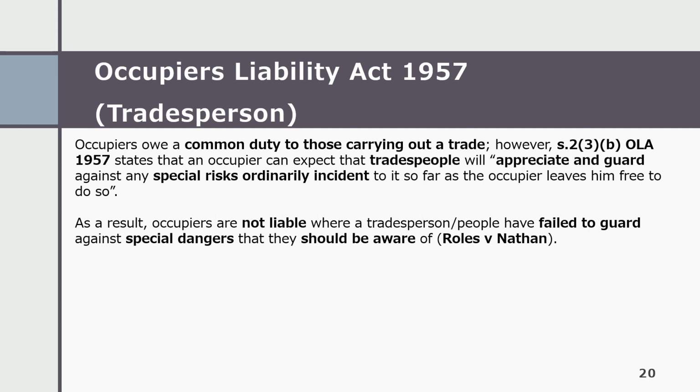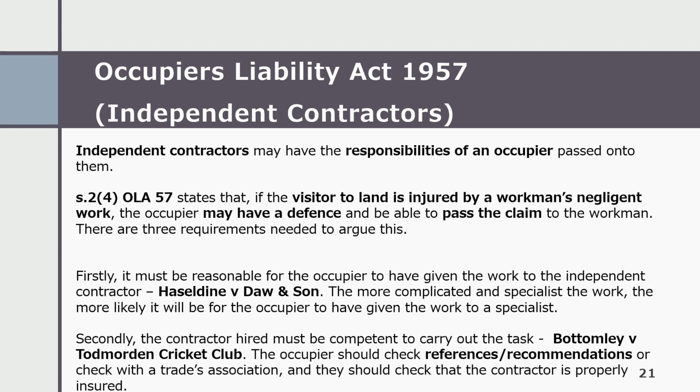So occupiers owe a common duty to those carrying out a trade. However, Section 2, subsection 3, subsection B of the Occupiers Liability Act 1957 states that an occupier can expect that tradespeople will appreciate and guard against any special risks ordinarily incident to it, so far as the occupier leaves him free to do so. As a result, occupiers are not necessarily liable where a tradesperson has failed to guard against special dangers that they should be aware of. That's Rolls v. Nathan.